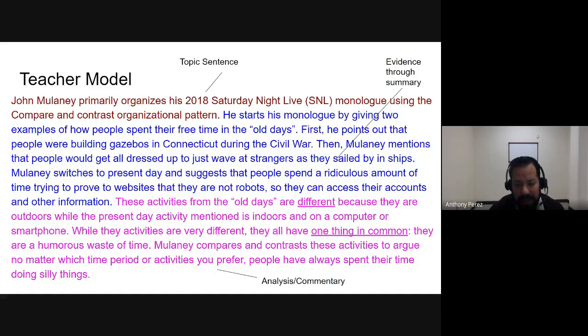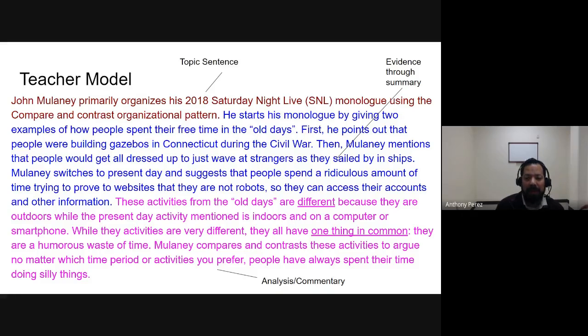But for this example, I just wanted to focus on one of those things, which was the organizational pattern compare and contrast. Okay. John Mulaney primarily organizes his 2018 Saturday Night Live monologue using the compare and contrast organizational pattern.